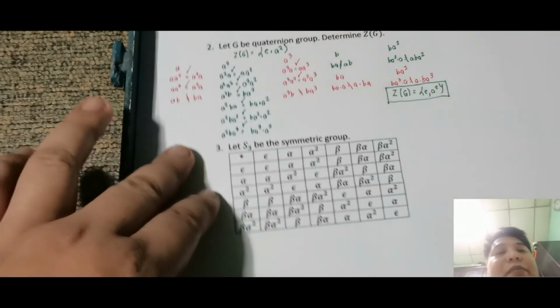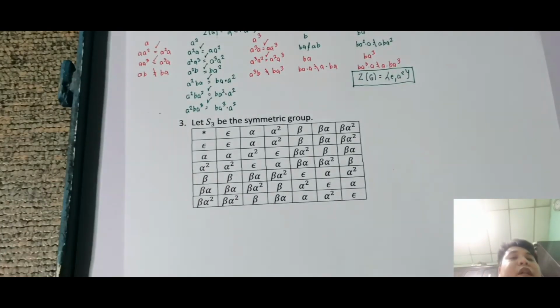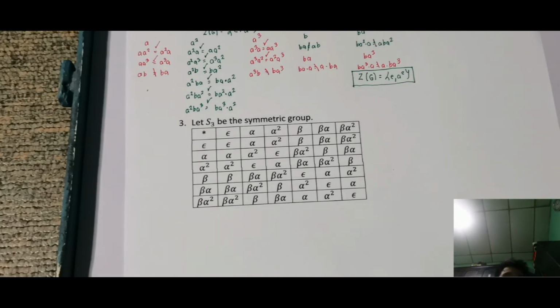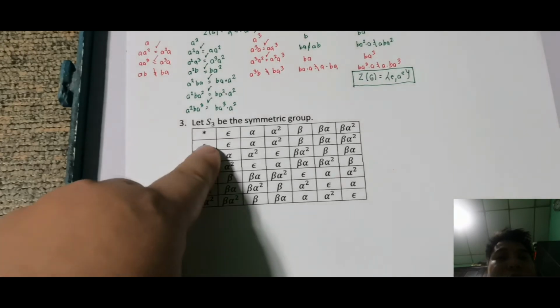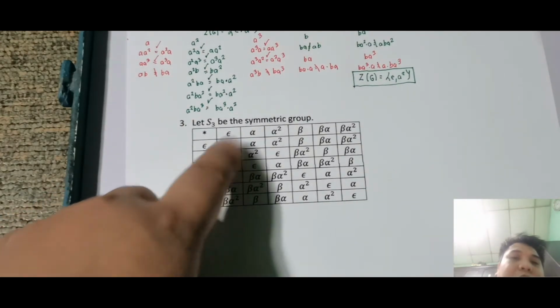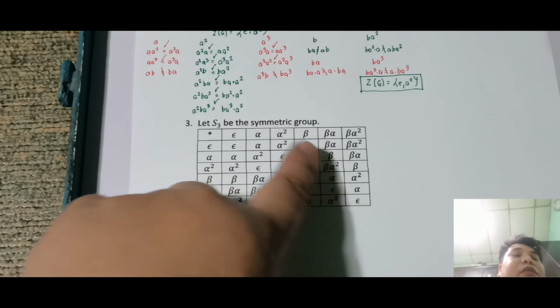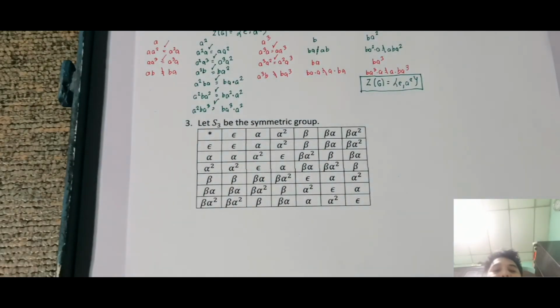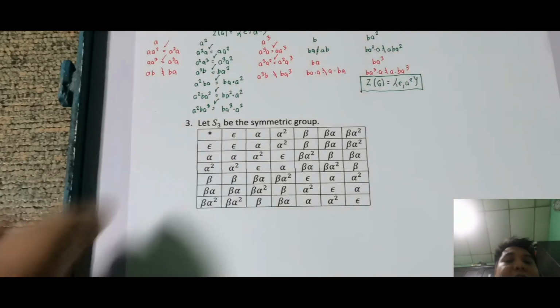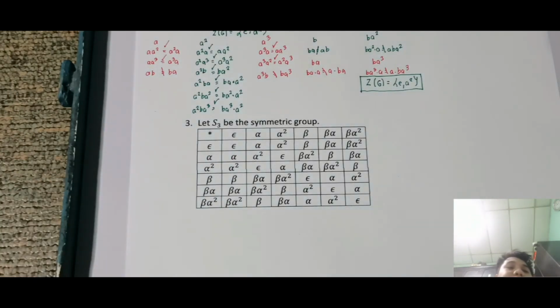Okay, then lastly, ipapakilala ulit ako ng bagong group. Let's have the symmetric group or the S3. So, let S sub 3 be the symmetric group. So, ito yung asterisk niya. So, tingnan mo from kada column, kada row, wala dyan na ulit. Okay, so ang element niya is alpha, beta, and epsilon. So, epsilon, alpha, and beta, yung mga element niya. Where epsilon is the identity element. Obvious naman yun.